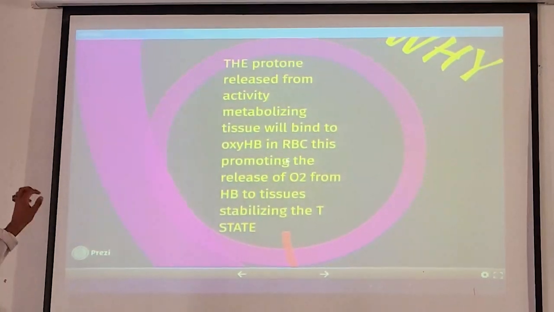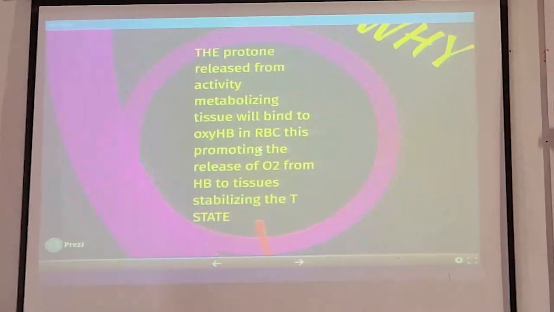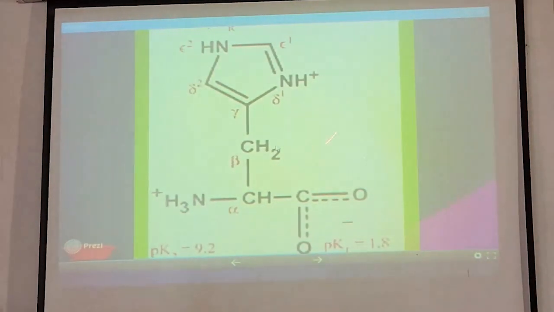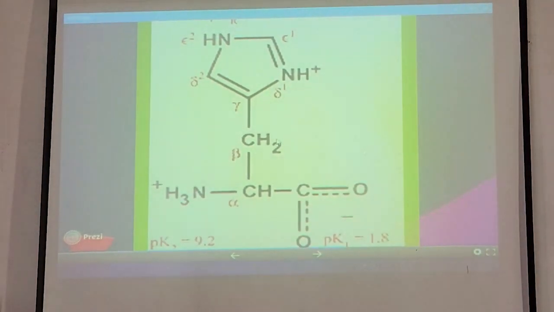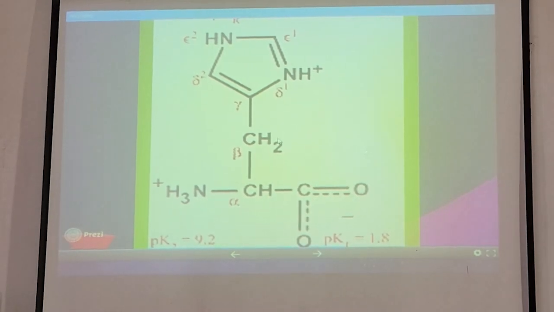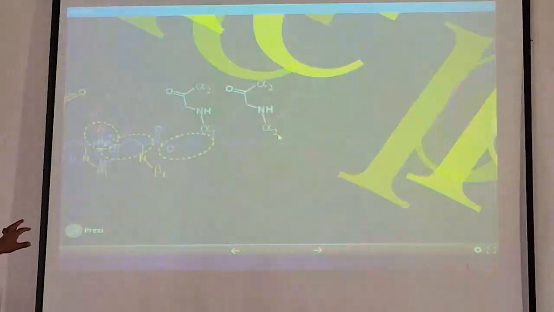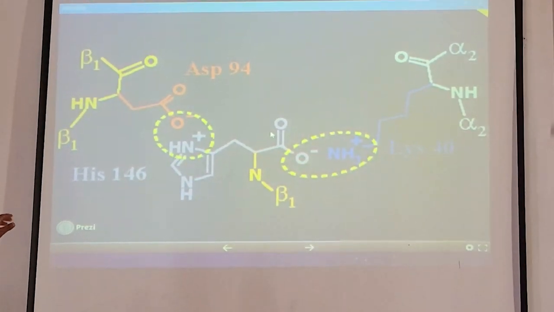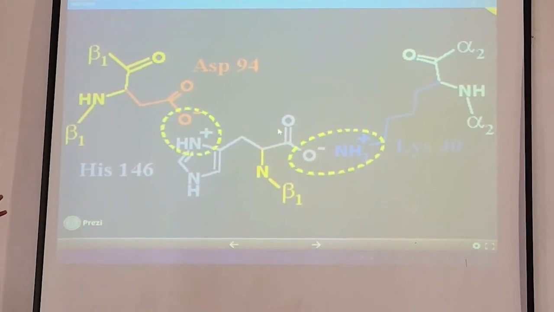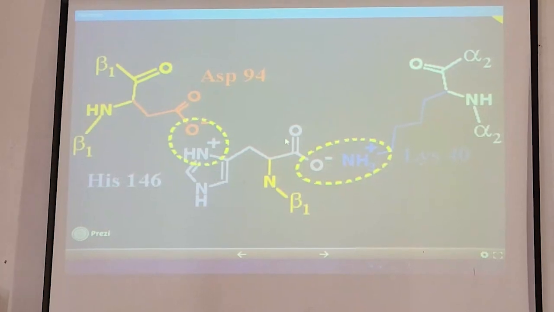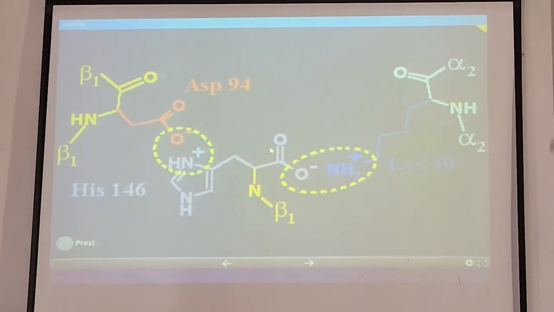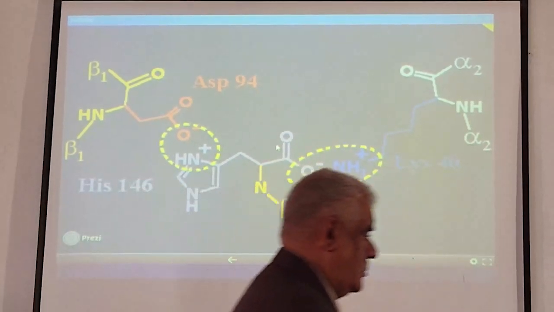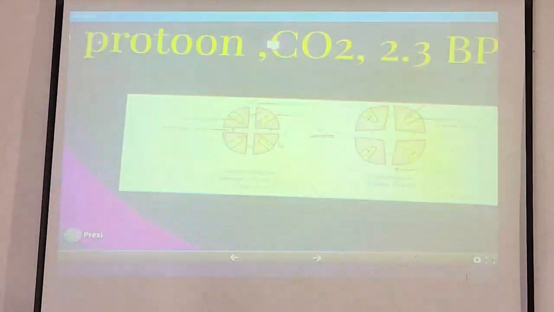and this will stabilize the T state. But the question here is, how do the protons stabilize the T state of hemoglobin? They will protonate the imidazole group of histidine and form a positive charge. This positive charge will participate in a salt bridge with negatively charged aspartate. The formation of this bond will hold the structure of the protein together and form the T state of hemoglobin, decreasing the affinity for oxygen.